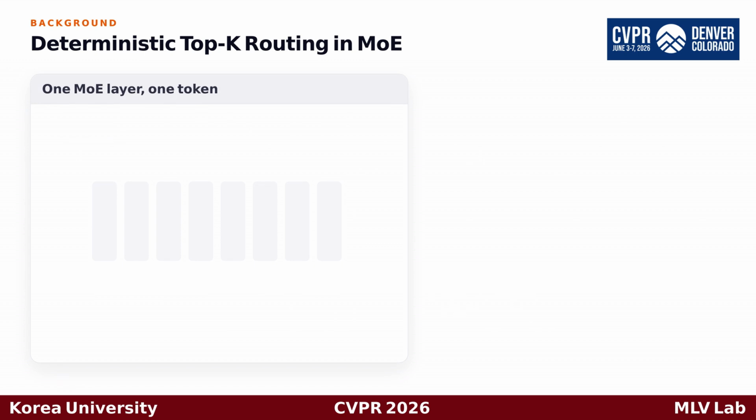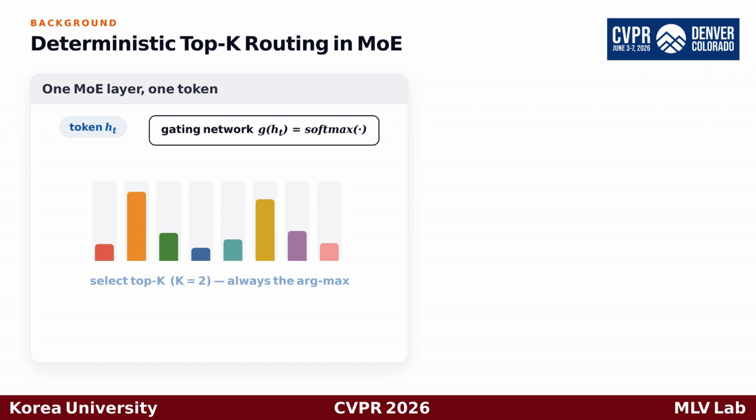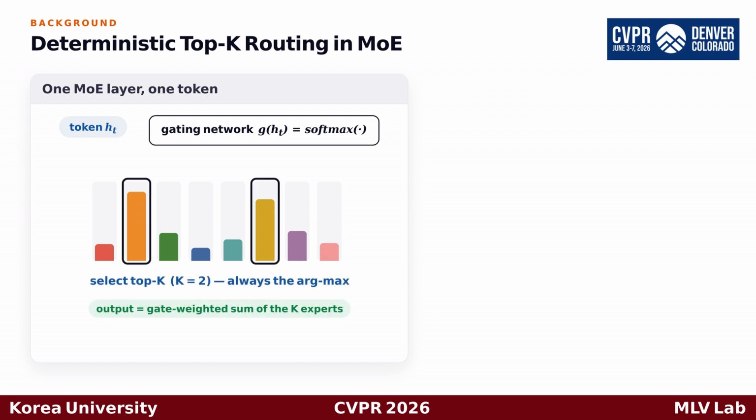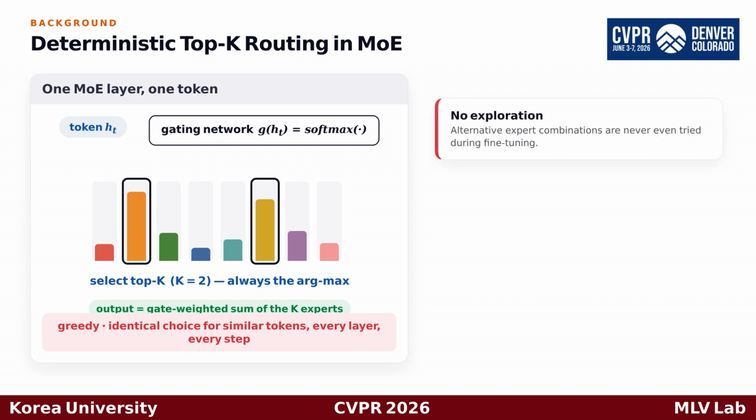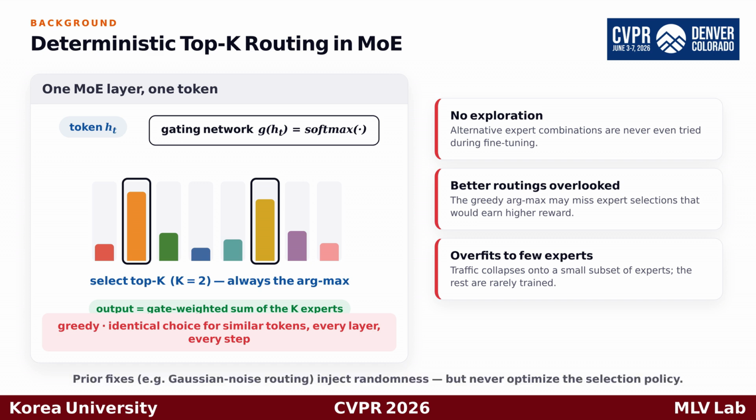A mixture of experts reduces the cost of large vision language models by activating only a few experts per token. At each layer, a gating network scores all experts, and standard MoE deterministically selects the top K, always the highest scoring ones. This greedy rule is simple and efficient, but it never explores alternative expert combinations. Potentially better routings are never even tried, and the model overfits to a small subset of experts.